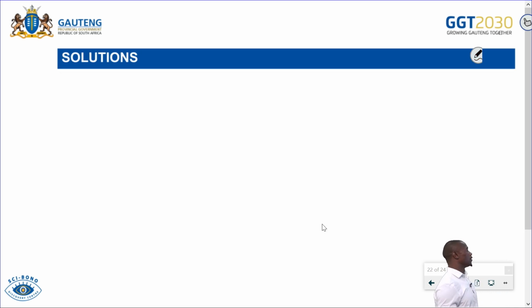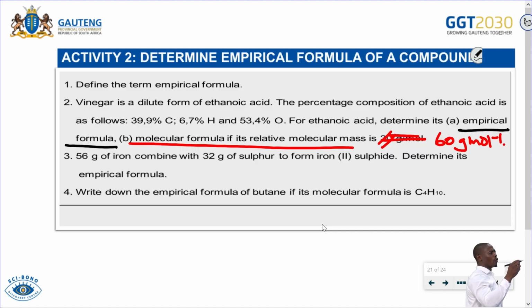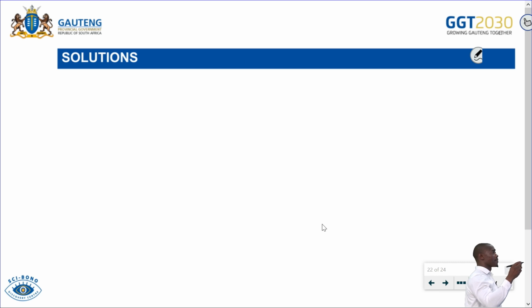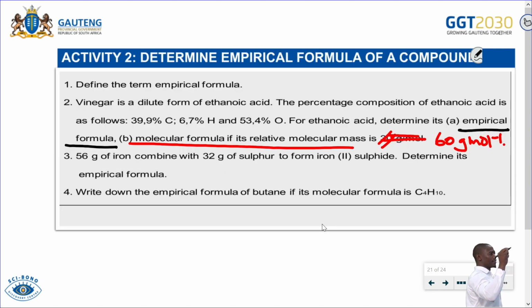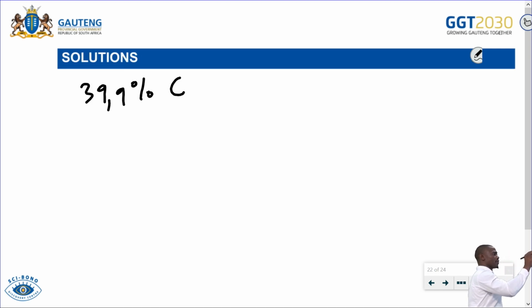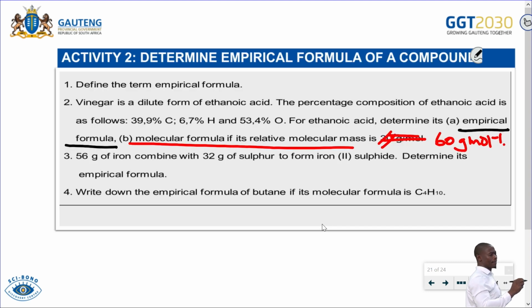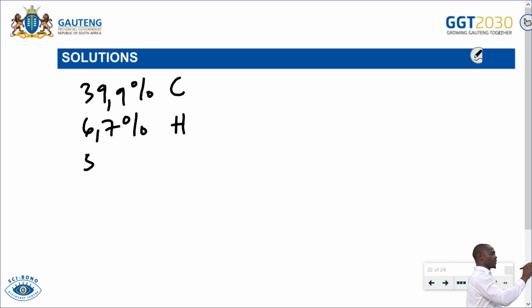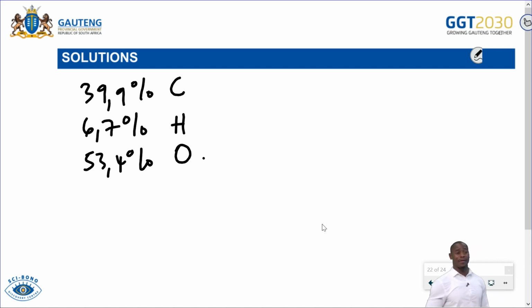So let's check the percentages. For carbon, 39.9% carbon, and then 6.7% hydrogen, and oxygen is 53.4, 53.4% oxygen. So these are the percentages.